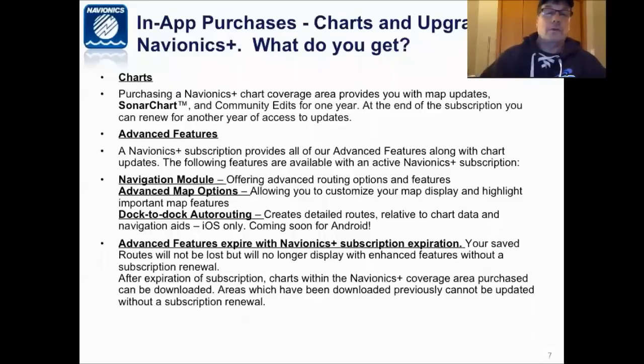At the end of the subscription, you can renew for another year of access to the updates. Advanced features, this is the stuff that's really cool also. The Navionics Plus subscription gives you advanced features along with chart updates. As Navionics updates mapping and contour lines, you can update your charts in your app as much as you want for the first year. You get a navigation module, which is really cool, offering advanced routing options and features. You get some advanced map options, which allow you to customize your map and display and highlight important map features.